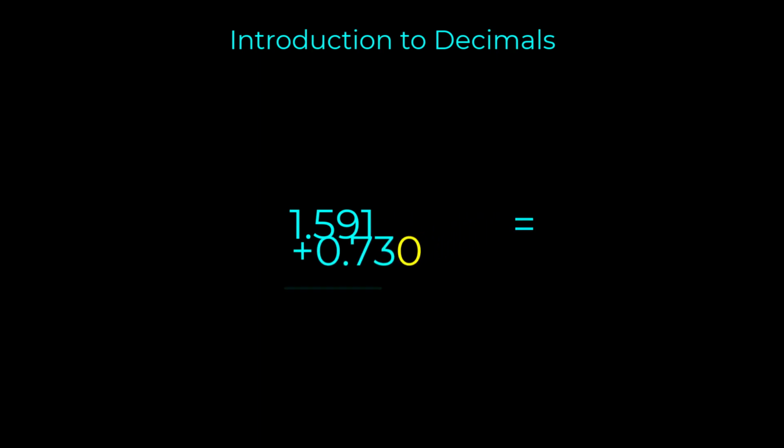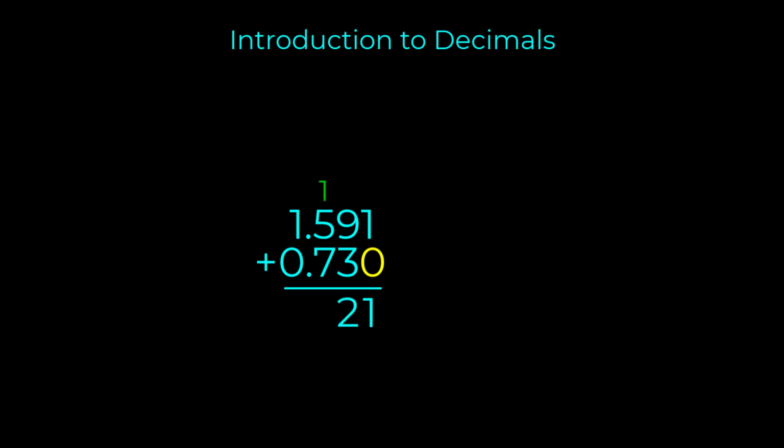Next, do column by column addition starting on the right. 1 plus 0 is 1. 9 plus 3 is 12. Write the 2 and carry the 1. 1 plus 5 plus 7 is 13. Write the 3 and carry the 1. 1 plus 1 plus 0 is 2. The answer is 2.321. How did you do?